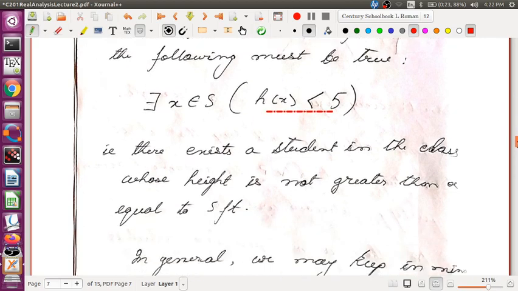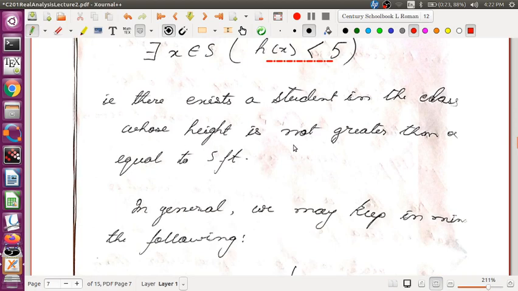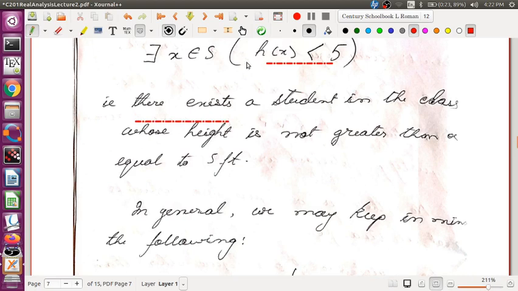That is, there exists a student in the class whose height is not greater than or equal to 5 feet. There may exist more than one such student, but the existence of only one student who does not satisfy this criterion is enough to conclude that the statement is false, right?